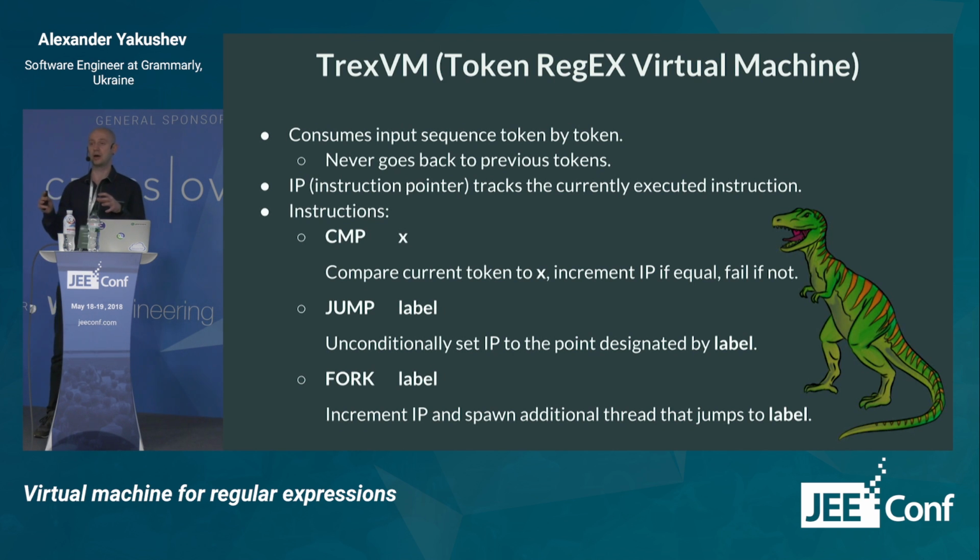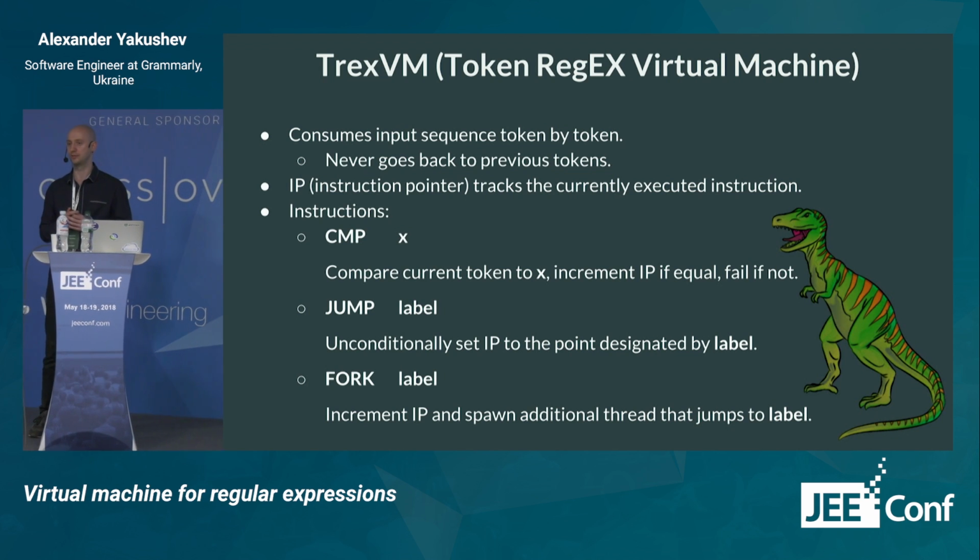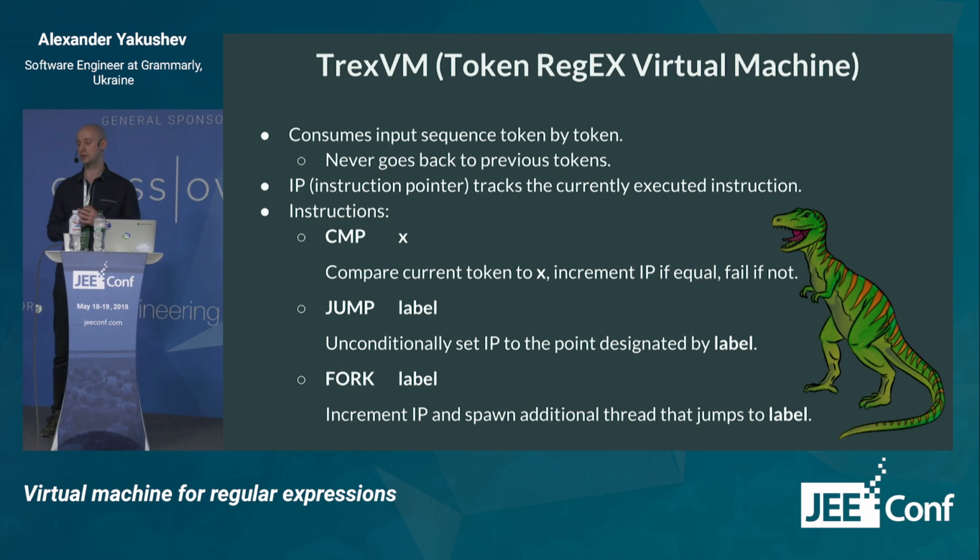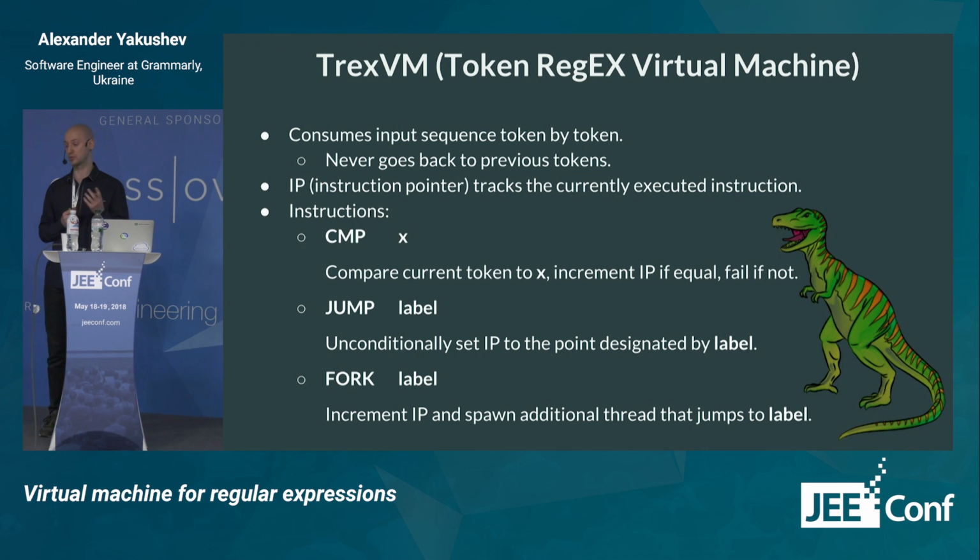Does anyone know how many bytecodes the JVM has? Yeah, that's correct. So it's around 200, 202, I think. At least that's what Wikipedia writes. But yeah, so the JVM has 200 bytecodes, so we can do it with just 3.